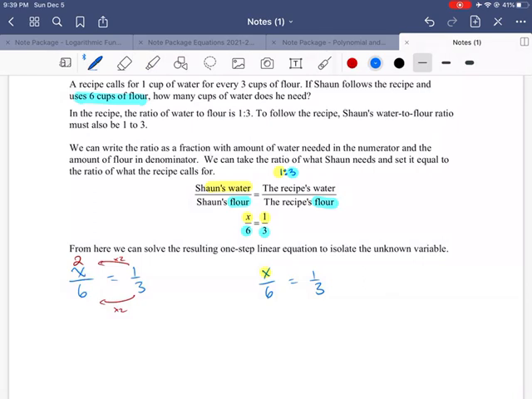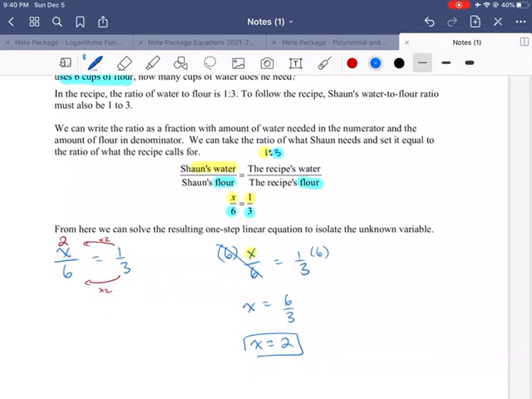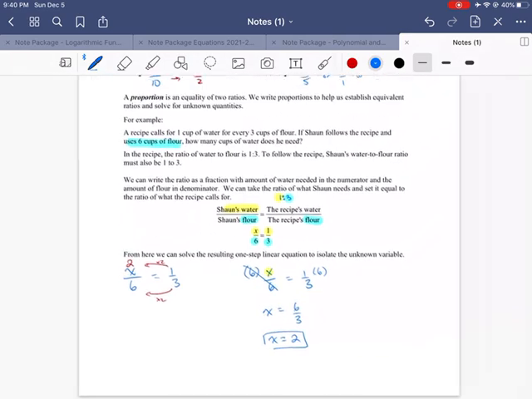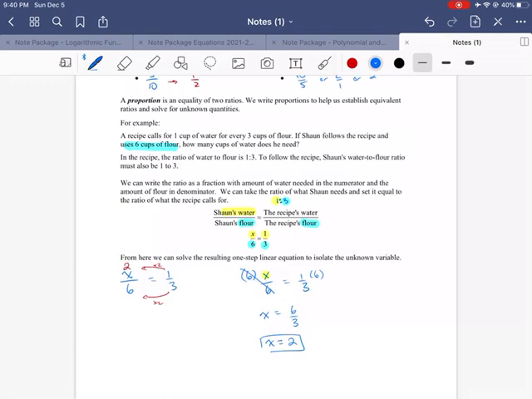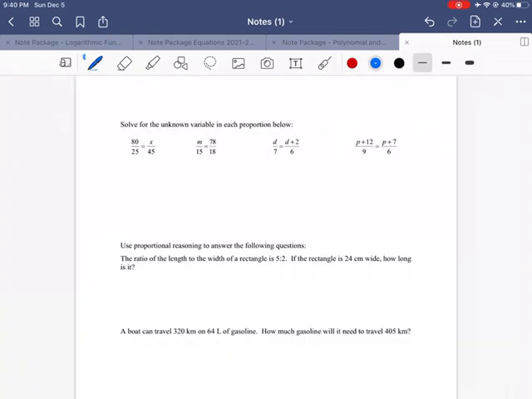We don't like the denominator here. So let's simplify to 1, which means we're going to have to multiply by 6. If you multiply each side by 6, you're going to get x is equal to 6 over 3, because 1 times 6 is 6. And 6 over 3 does simplify to 2. So x equals 2, so that means we need 2 cups of flour. Or sorry, 2 cups of water, not 2 cups of flour. We've got the flour already.